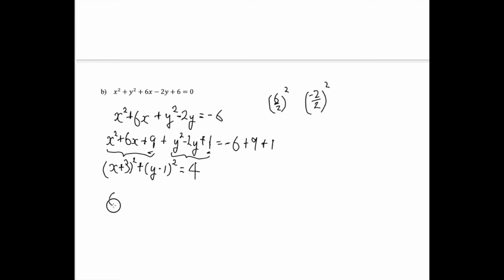So to find the center, you need to find the value that you sub in for x here to make the whole thing 0. So minus 3, because minus 3 plus 3 gives you 0. Find the number here that gives this whole thing 0, so 1. And what's the radius? So is the radius 4? No, it's the square root of 4. Don't get fooled. Okay.